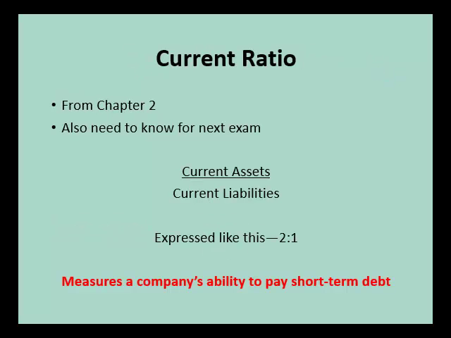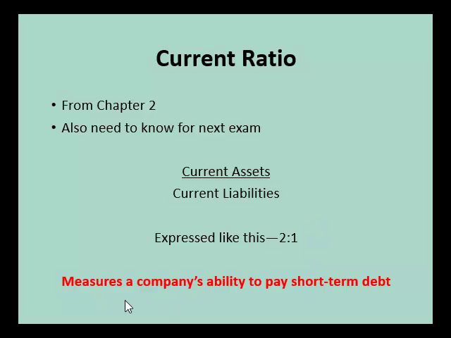And then the last one that you'll want to know for the exam is the current ratio that we learned in Chapter 2. And that is calculated by putting current assets in the numerator and dividing by current liabilities. And remember, we express this ratio like this. Whatever your answer is, you put in the front, followed by a colon and the number 1. So if current assets are 200,000 and current liabilities are 100,000, the 200,000 divided by the 100,000 is 2, so we would write the answer 2 to 1.